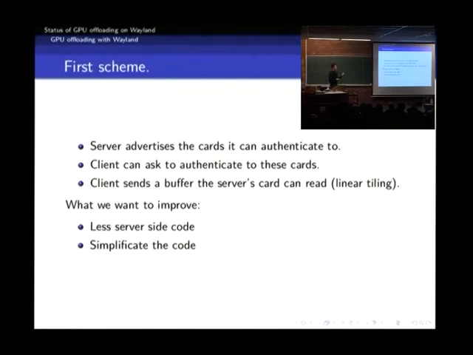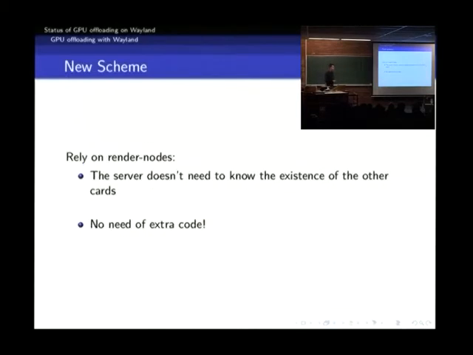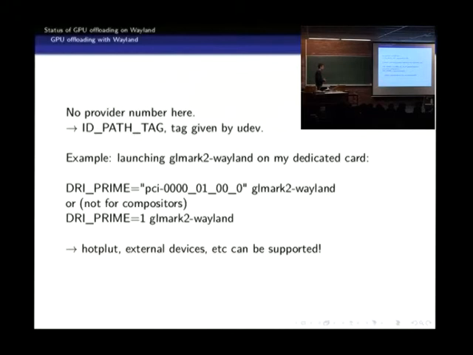But there are still some issues with this approach. We still have server-side code to be the DRM master of all the devices, and we want to simplify that. So we say that we will rely only on render nodes. The compositor won't do anything, won't have new code. We don't change anything in the compositor, and everything will be client-side. It will use render nodes, and there is no need for extra code. So everything is in the client.